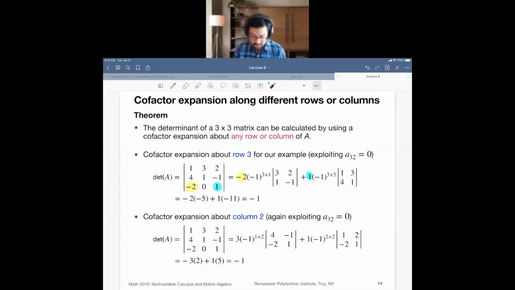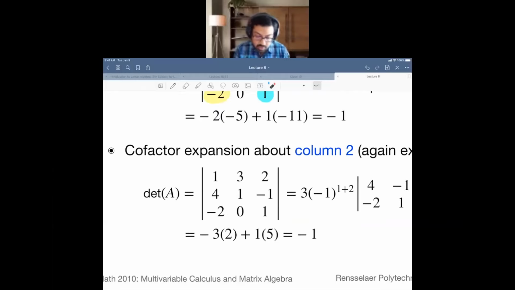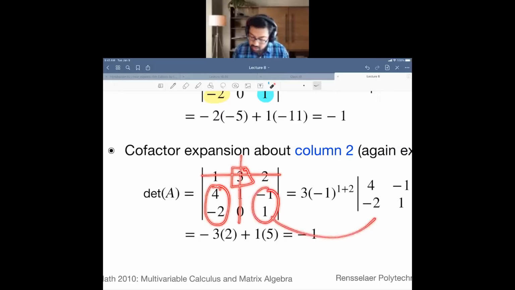Now, if you did the same calculation, but you expanded using column 2, and again, we are trying to exploit that particular element, the third row, second column element in A is a 0, right? So we're doing the expansion using this. What do you have? Let's try to see. If you're expanding with respect to this column, you're going to get 3 times the determinant of the matrix. So you've got 3 here. If you eliminate this and this, you've got these elements that go into your minor.